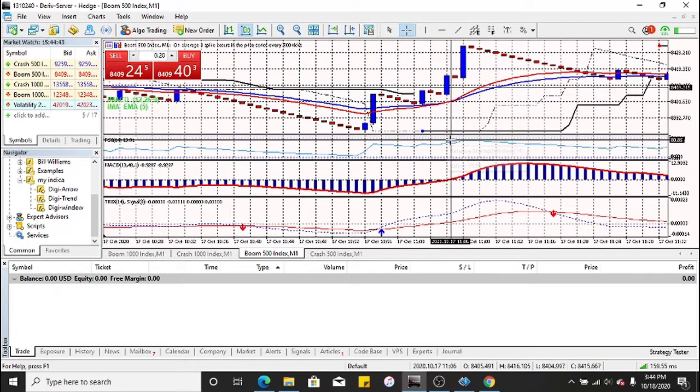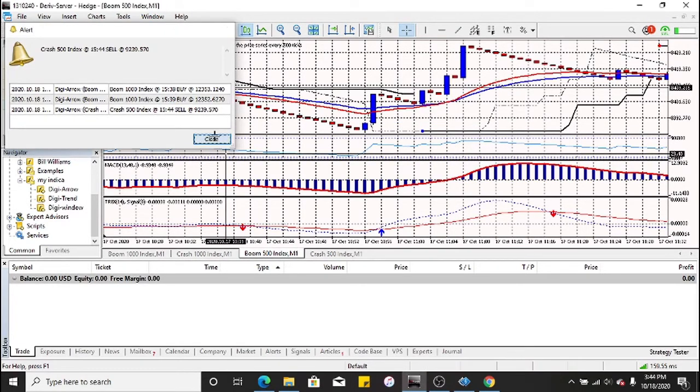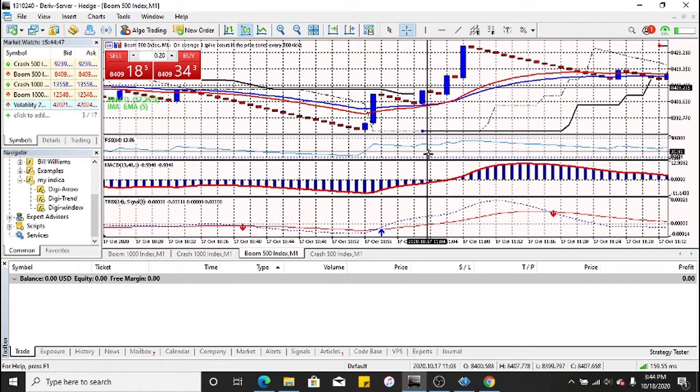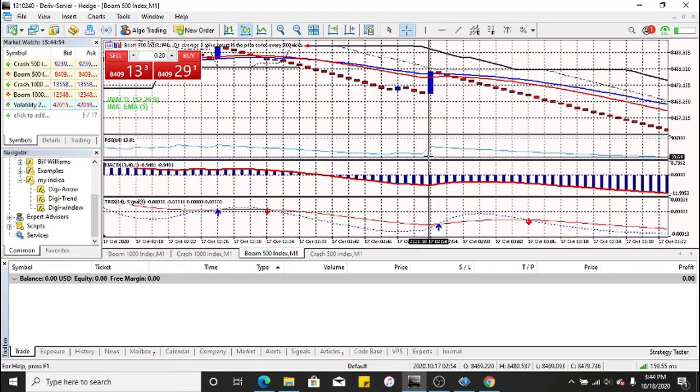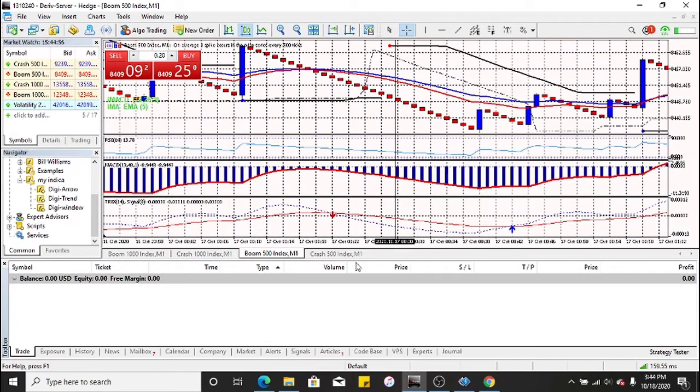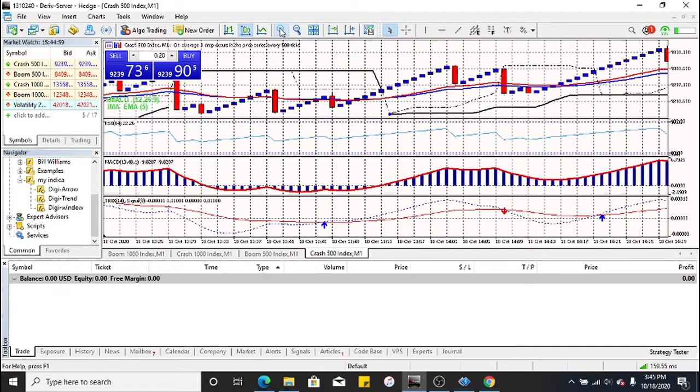Yeah, same thing, just like the previous setup I showed you. Just like that, it happened. You see, no need to rush the market. And you can get the same setups on the Crash 500 too.